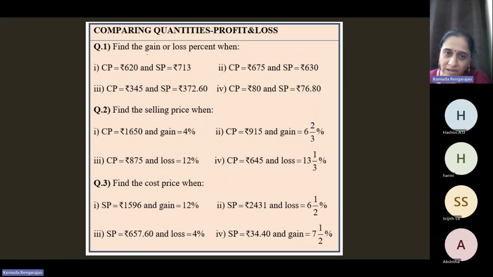So we have to find the gain percent or the loss percent, but not both. If the selling price is more, it's a gain, so find the gain percent. If the cost price is more, it's a loss, so find the loss percent. You can't find both gain percent and loss percent for one transaction. It'll either be a profit or a loss.